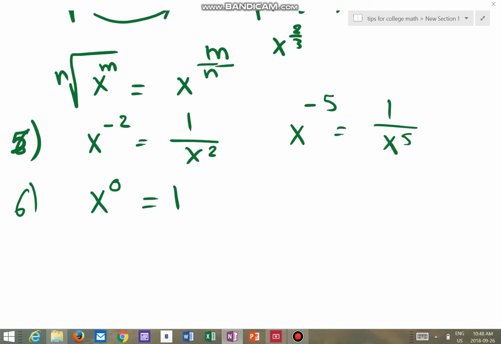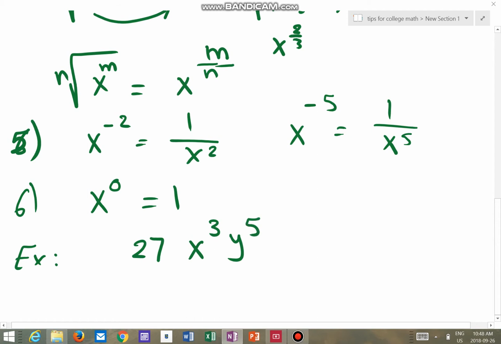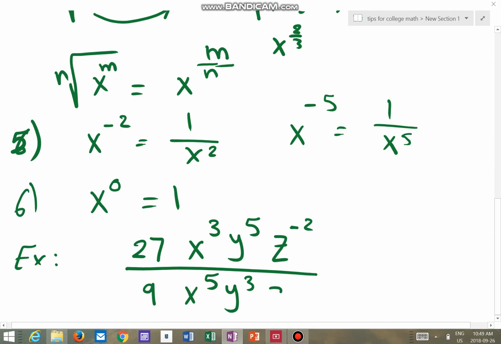Okay, so let's do an example here for simplifying algebraic expressions with exponents. If I have 27 x to the power 3, y to the power 5, z to the power negative 2, all over 9, x to the power 5, y to the power 3, z to the power 6.